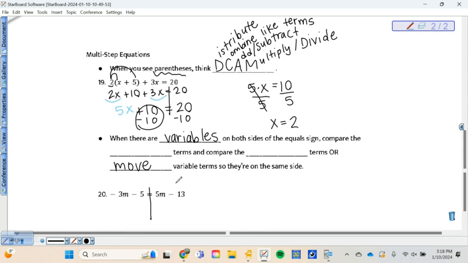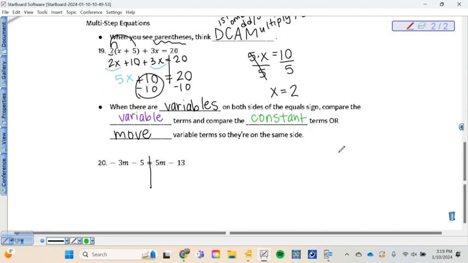There's also a little shortcut, and I've taught you the shortcut. I haven't taught you really how to move it, but you kind of already know how to do that. My shortcut has me compare the variable terms and the constant terms. So it is sort of comparing the two like terms, the variables and the constants. Then we set those two things equal to each other and solve. So let's do the shortcut first, and then I'll show you the long version. What are my variable terms in this equation?